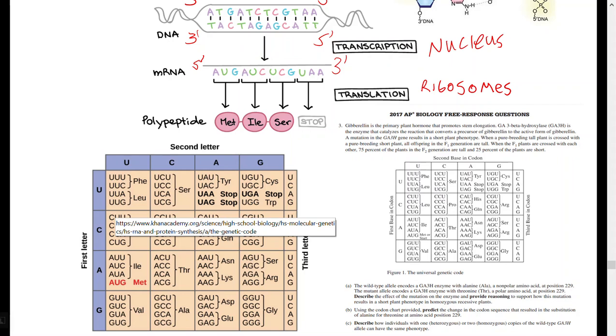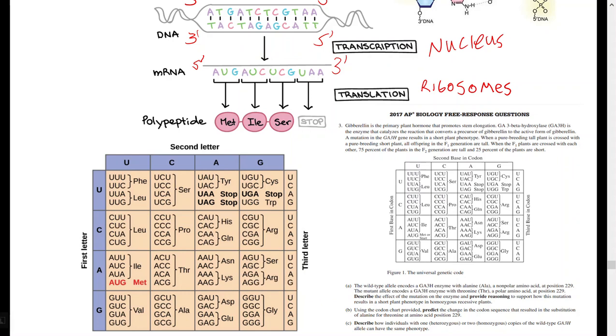But in a mutation, that got changed. Instead of AAC, you got AAT. Well, you still have the same amino acid, so that mutation does nothing. And that's actually called a silent mutation. It just doesn't do anything, and that will help the organism manage the effects of mutations, given the repetitive nature of the codon chart.